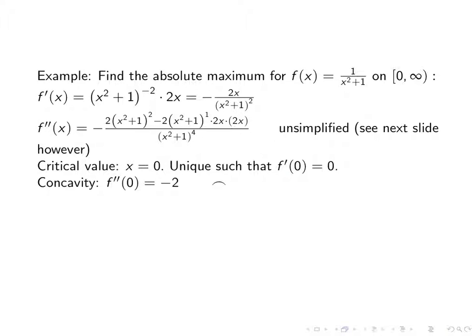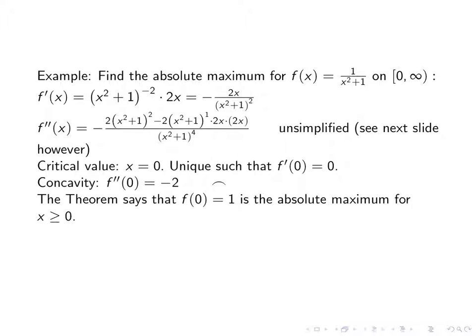Moving to concavity, f double prime of 0 is equal to, well, you're just plugging in a 0, so you're just going to use the unsimplified version here. Anytime you have an x factor, this whole term is 0, so you just get 2 times (0 squared plus 1) squared, that's just 2. And this whole thing's over (0 plus 1) to the 4th power, so overall, by plugging in x equals 0 into this expression for f double prime, gives me minus 2 pretty quickly. And so that's a concave down situation.